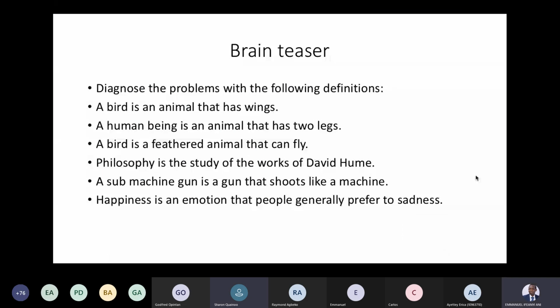Yeah, so philosophy is a study of the works of David Hume. The study of the works of David Hume is philosophy. Please, it's too narrow. Too narrow. So you are saying the study of the works of David Hume is just a subset of philosophy. Yes. Philosophy is... Okay.